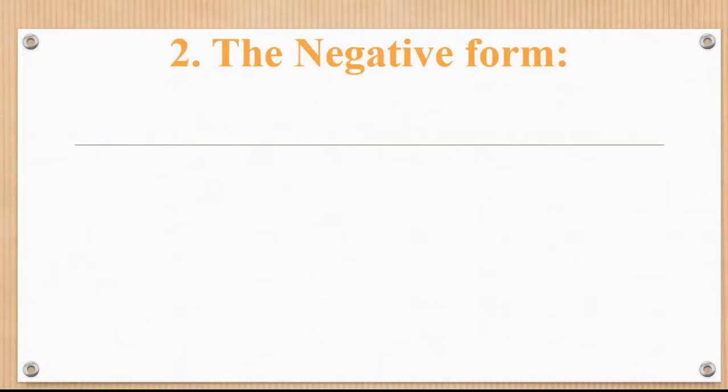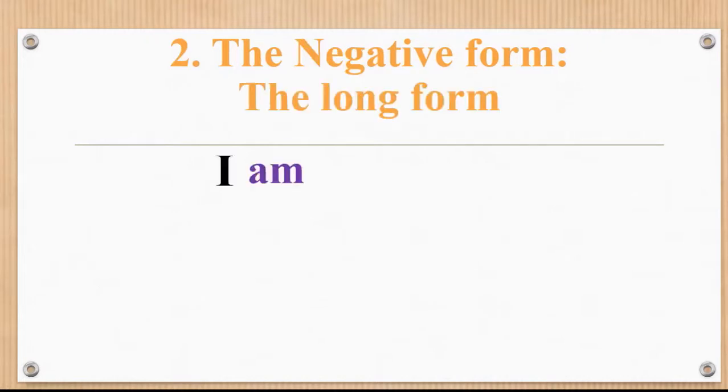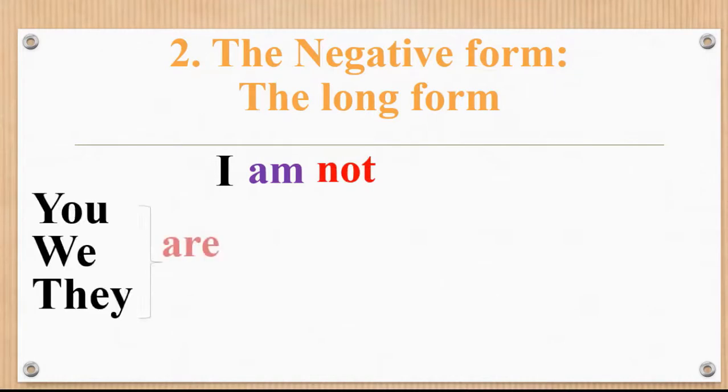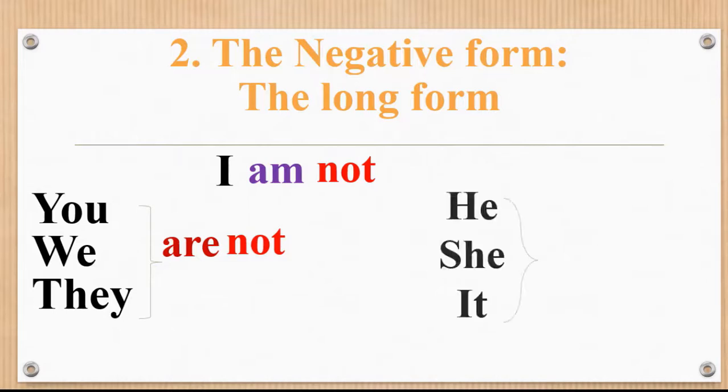2. The negative form, the long form. I am not. You are not. We are not. They are not. He is not. She is not. It is not.